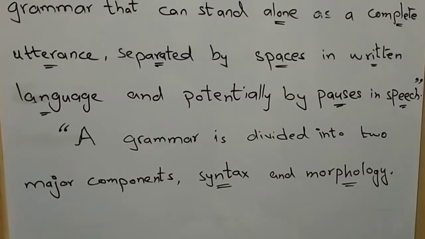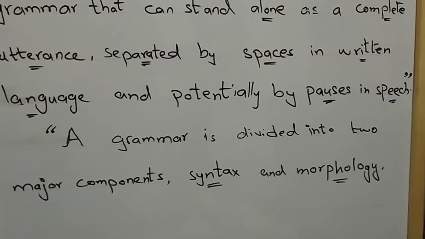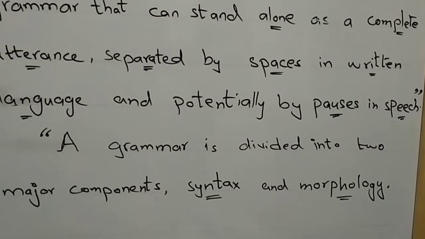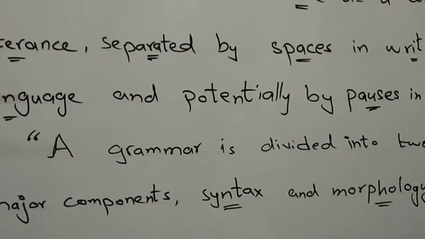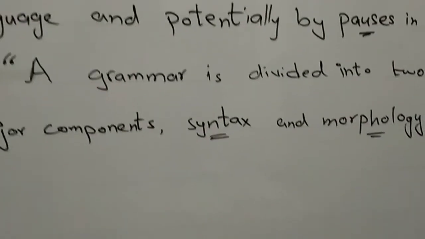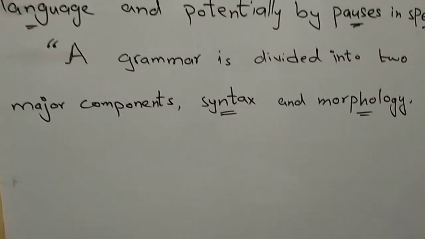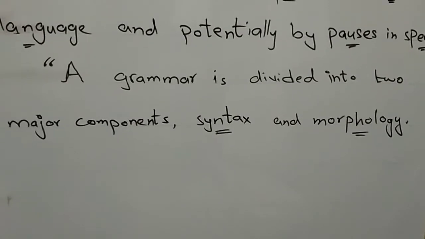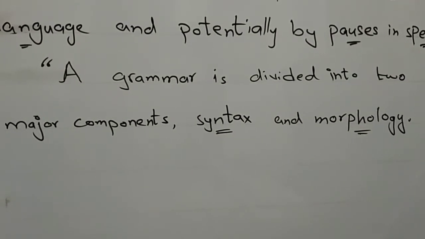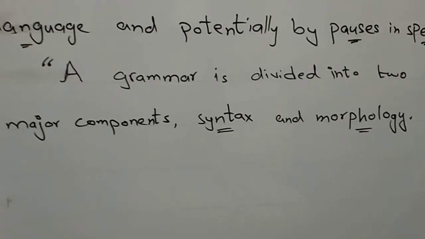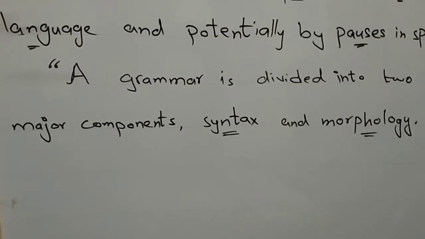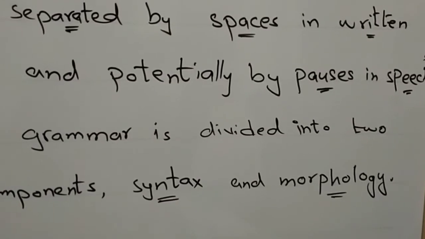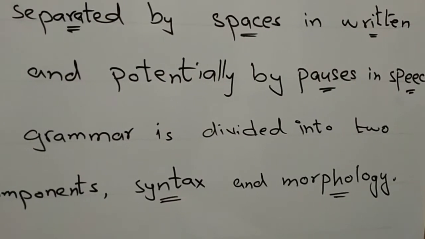Well guys, in the work The Cambridge Grammar of the English Language, it is said a grammar is divided into two major components, syntax and morphology. Guys, syntax is the study of the formation of phrases, clauses and sentences from the words, and morphology is the study of the formation of words.